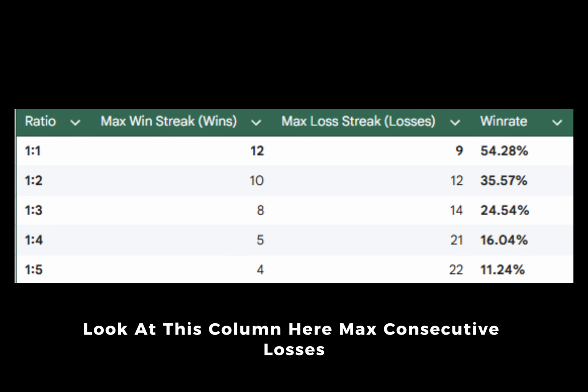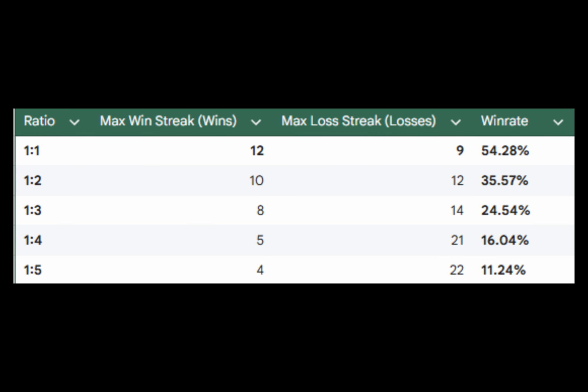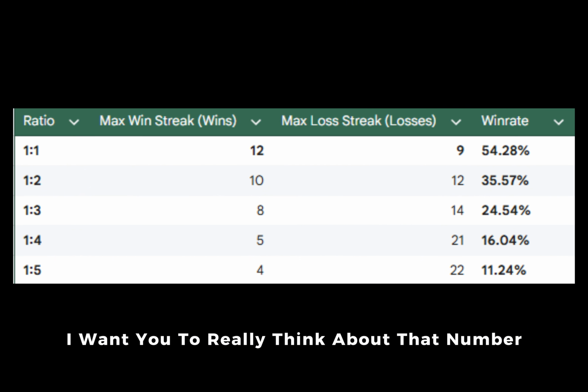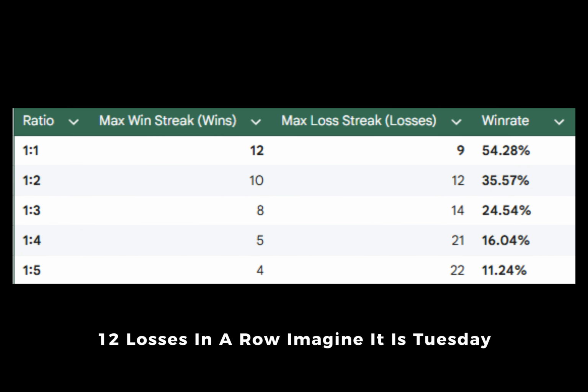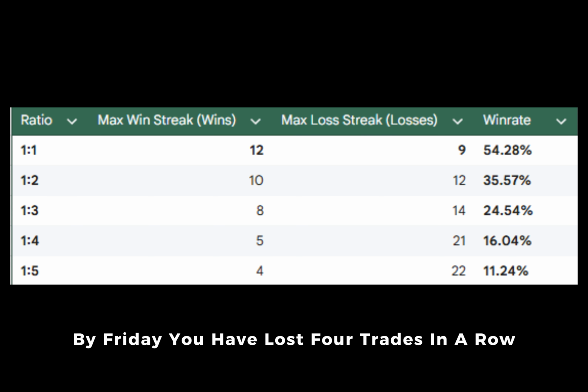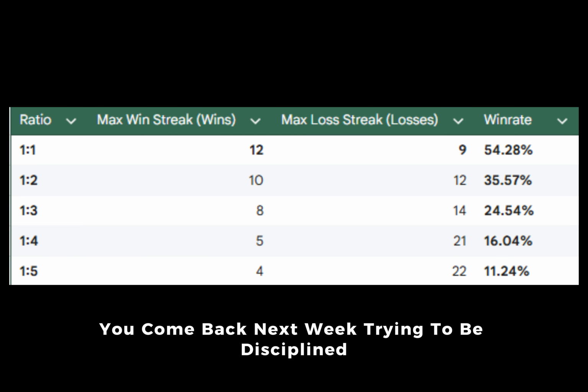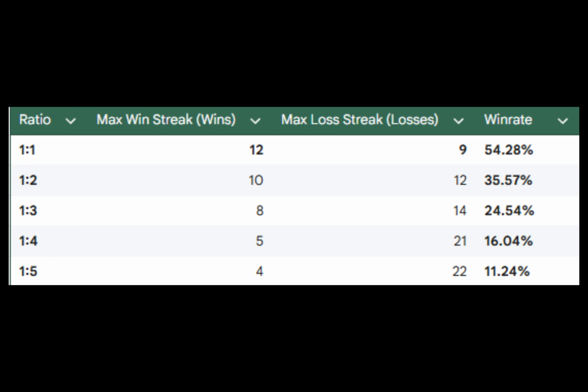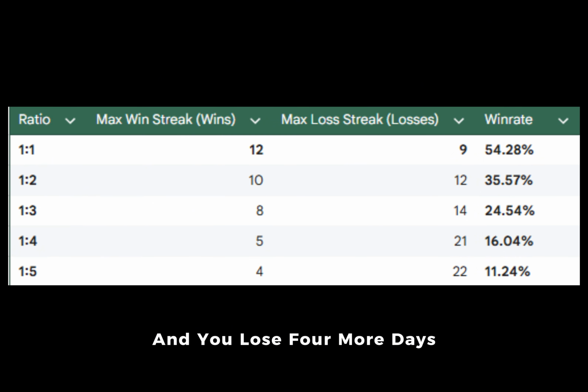Look at this column here. Max consecutive losses. The number is 12. I want you to really think about that number. 12 losses in a row. Imagine, it is Tuesday. You take a loss. Wednesday, another loss. By Friday, you have lost 4 trades in a row. You come back next week trying to be disciplined, and you lose 4 more days.